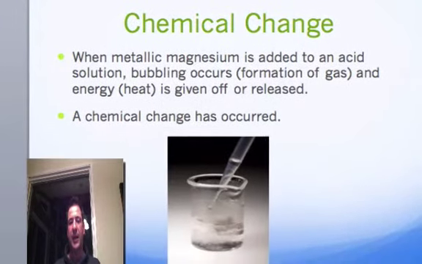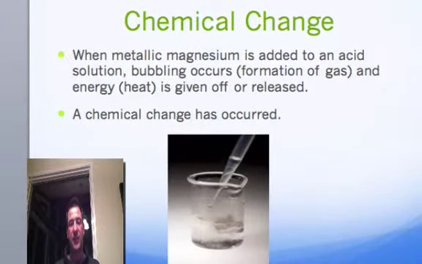And then last, I just have an example of chemical change. If you were to take metallic magnesium and add it to an acid solution, you're going to see bubbling, and the bubbling is the formation of gas. You're also going to see, secondly, that there's energy given off, and that energy is going to be in the form of heat. So the container will get warm. If we were to put a thermometer in there, you would see an increase in the temperature. And that is outlining and identifying chemical change.